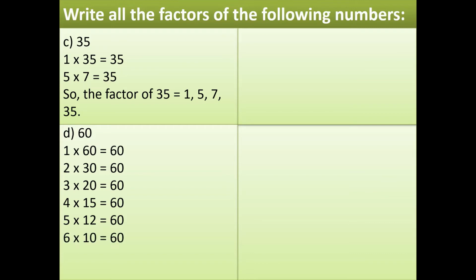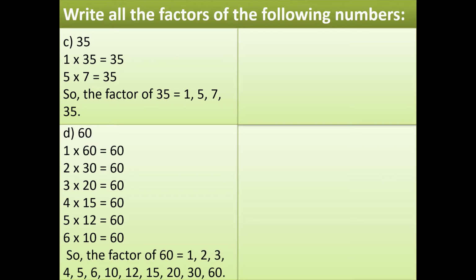Next, 60 is completely divisible by 6 also. So the product can be written as 6 multiplied by 10 is equal to 60. But 60 is not divisible by 7, 8 and 9, so leave them. And then we move on to 10, which has already come here. So the factors of 60 are 1, 2, 3, 4, 5, 6, 10, 12, 15, 20, 30 and 60. Let's take the next question.